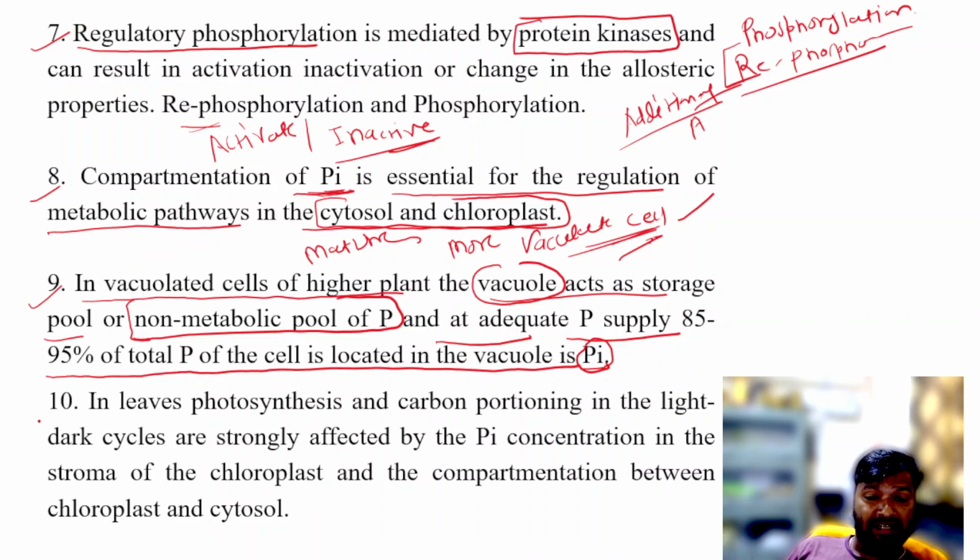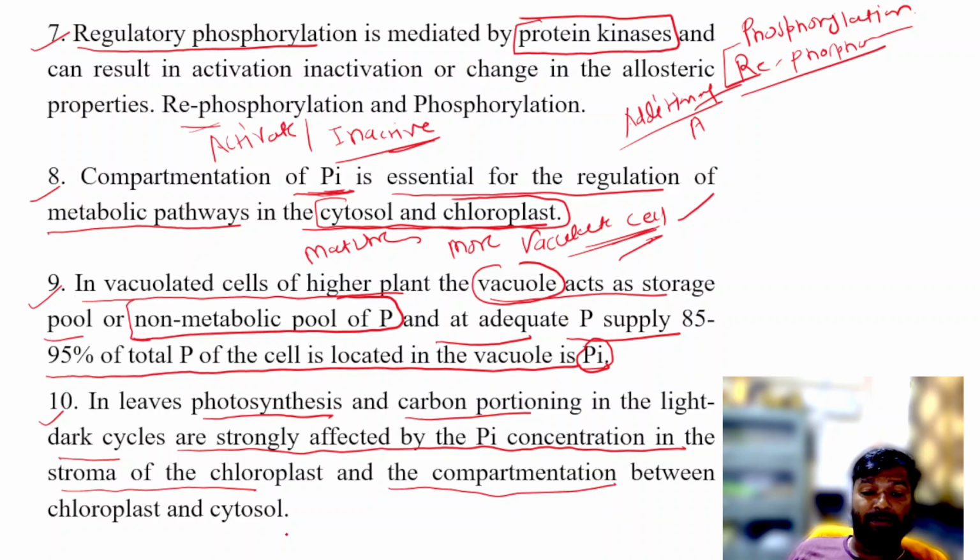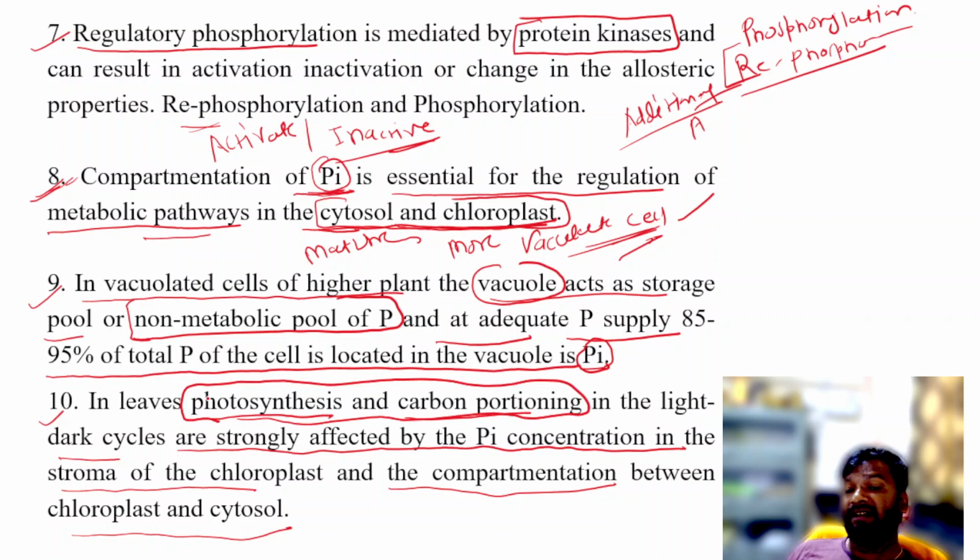Okay, next point, in the leaves, photosynthesis and carbon partitioning in the light and the dark cycle are strongly affected by this Pi concentration in the stroma of the chloroplast and the compartmentation between the chloroplast and cytosol. So already discussed this point that there is a regulation of metabolic pathway depend upon the compartmentation of this inorganic phosphate in the cytosol and the chloroplast. Okay, so it regulated the photosynthesis and carbon partitioning metabolic reactions in the light and dark side.